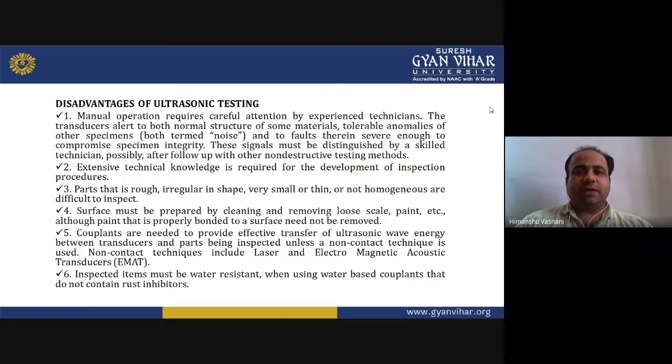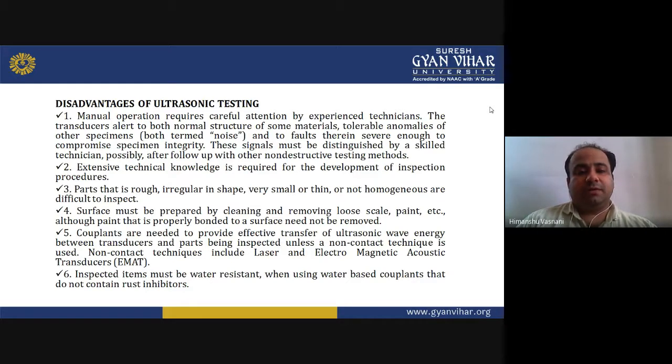That is why they say manual operations require skilled technicians who are attentive enough to understand the signals, because the transducers alert to both normal structure of some materials, tolerable anomalies of specimens, both noise, and to faults severe enough to compromise specimen integrity. If you have a skilled technician, they will be able to understand all these things. Extensive technical knowledge is required for the development of inspection procedures. Obviously, the inspector should have enough technical knowledge.